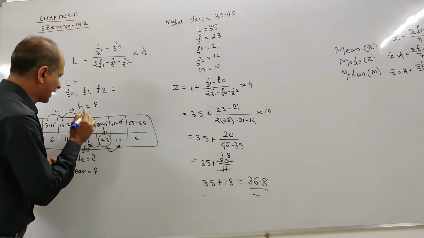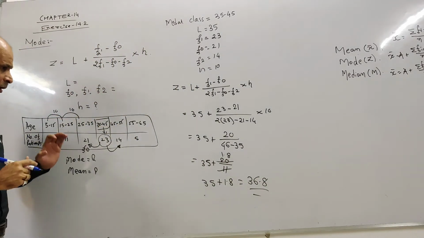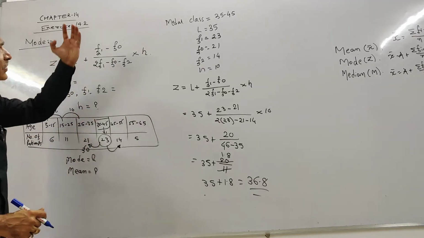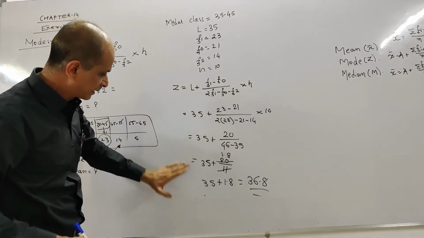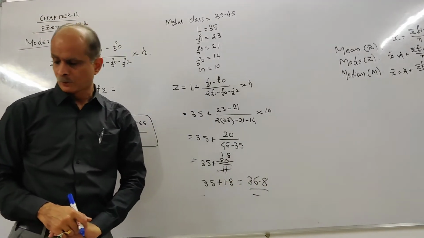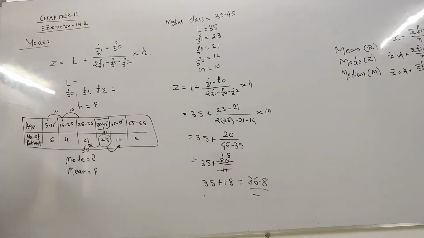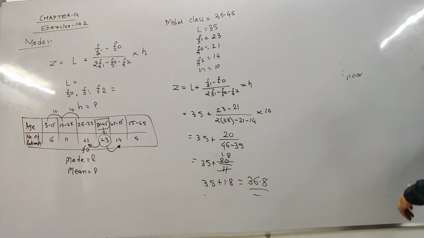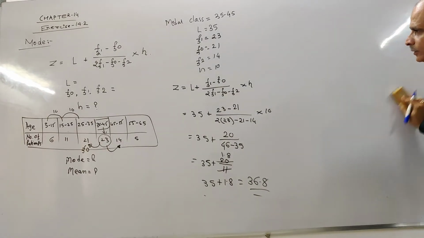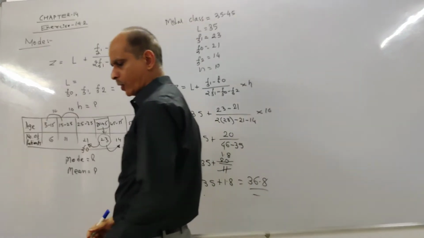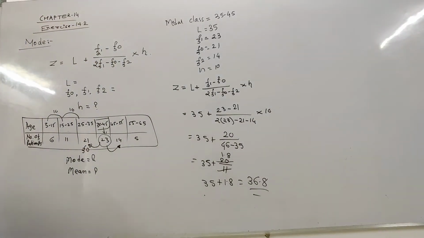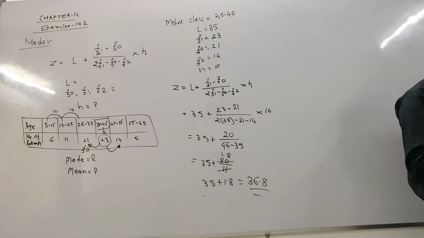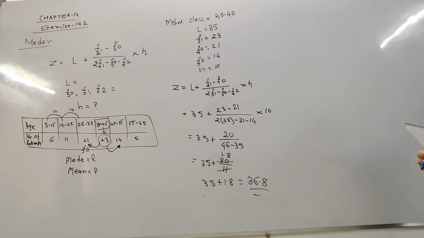So always this answer lies in the modal class. The actual mode lies in this group 35 to 45. But to find out the actual mode, you have to use this formula, and the answer is 36.8. So this is the procedure to find out the mode of the data. The formula is L plus (F1 minus F0) upon (2F1 minus F0 minus F2) into h. Now let me solve the second example of exercise number 14.2.